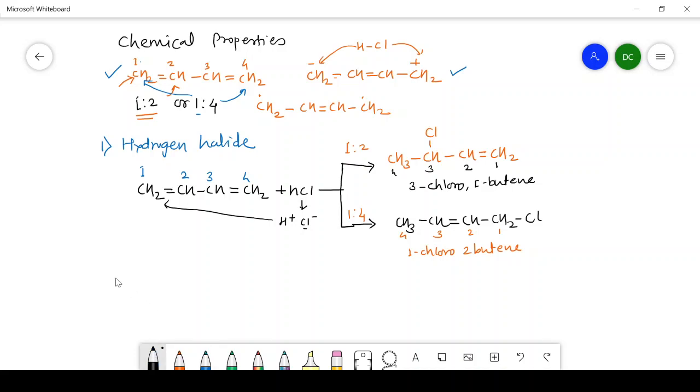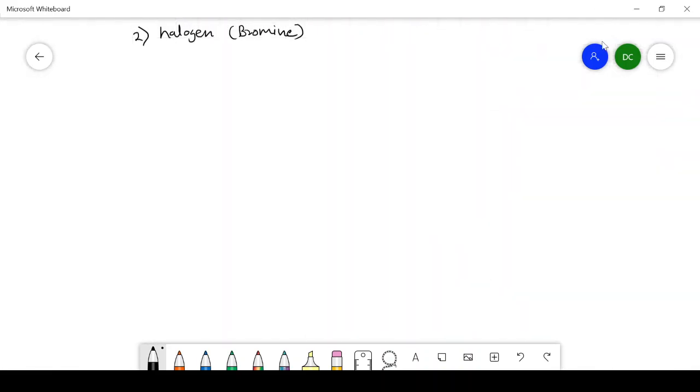Similarly, reaction of halogen takes place in 1,3-butadiene. So we will see the addition of halogen, and in halogen we will take bromine. This bromine is going to react with 1,3-butadiene in two ways. One molecule of bromine reacts to form a product, as well as two molecules of bromine going to react with the 1,3-butadiene to give a different product. So we will start with one molecule of bromine. I will write here one molecule.